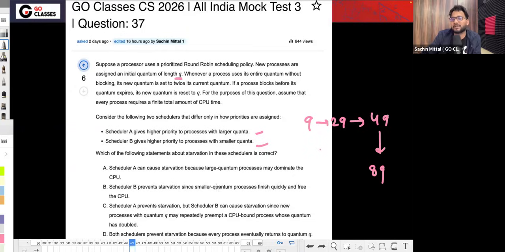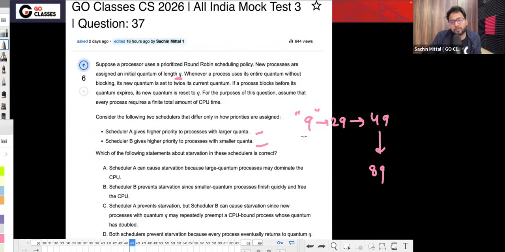What scheduler B is saying is that I am giving the priority to the smaller quanta. If you are giving priority to the smaller quanta, then since the quanta has changed, I mean from Q to 2Q, for the older processes, whenever a new process is coming, you will give the priority to that, right? So you keep on running the new processes, and if the new processes keep on coming, you will never be able to execute the older processes, right?